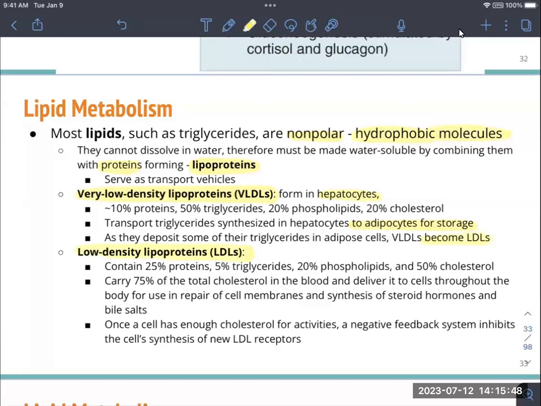They carry most of the cholesterol in our blood. They're going to deliver this cholesterol, fats, to different cells for repair purposes. They can make steroid hormones. The liver's going to make bile salts. So once the cell has enough cholesterol for activity, it sends out these negative feedback mechanisms that are trying to inhibit more of these low density lipoproteins from being made.